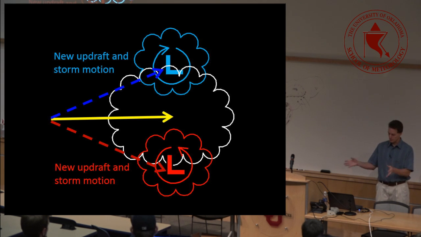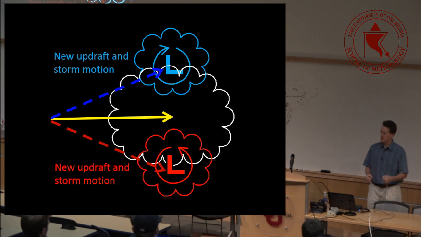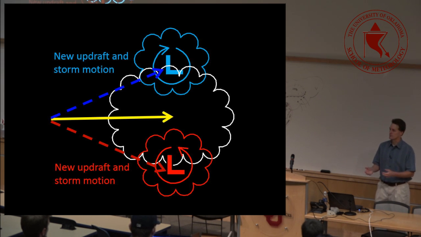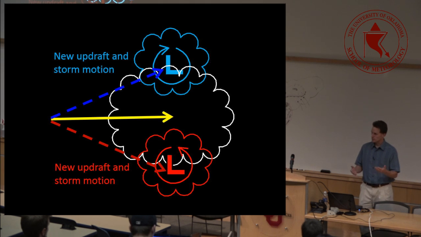So you take this very diffuse background environmental rotation about a horizontal axis, reorient it into the vertical, amplify it a great deal, and you get the familiar mid-level mesocyclone, which can actually have very strong vorticity associated with it. So again, these background changes from 10 to the minus 4 or 10 to the minus 5, looking at vorticity, to like 10 to the minus 2.